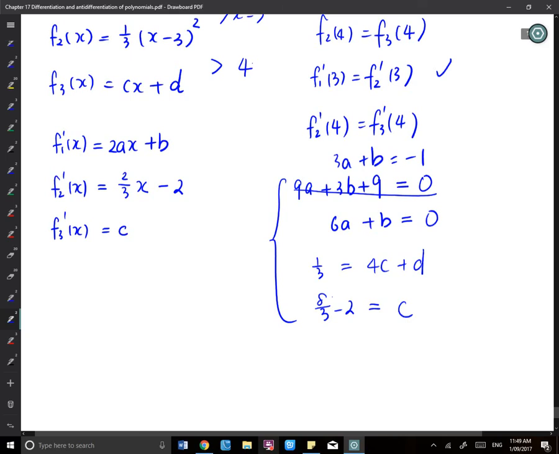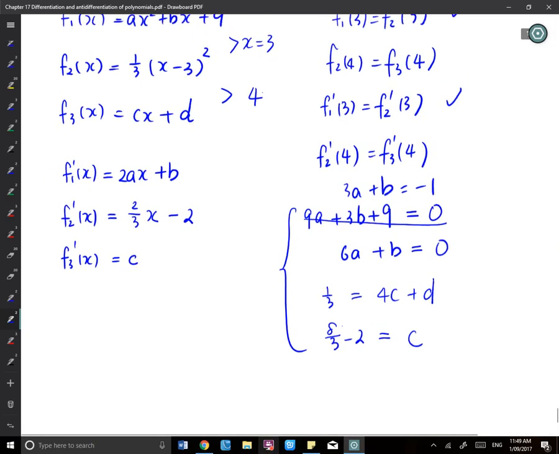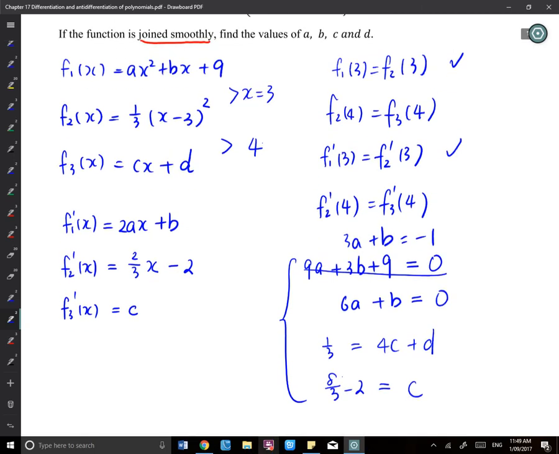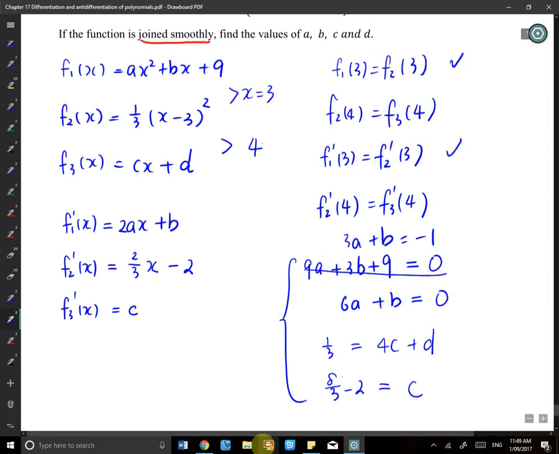Yes? You have plus 9, and the 9 is divided by 3. Yes, that's a 3. Yes, minus 3.